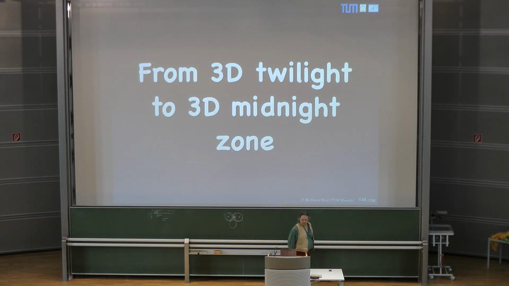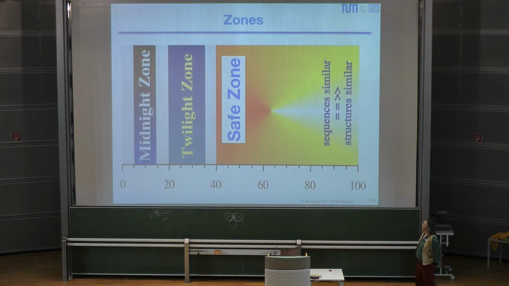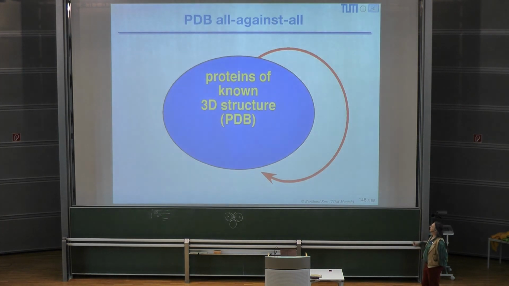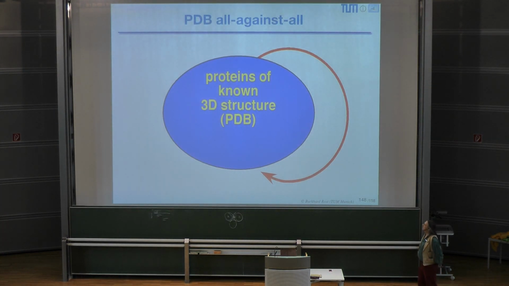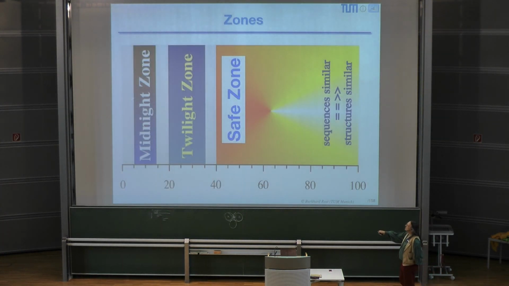Midnight zone. From the twilight to the midnight zone. So again, sequence, profile, sequence, midnight zone. What's the midnight zone? The midnight zone is essentially trying to see relations between proteins for which I cannot recognize their similarity on their sequence.